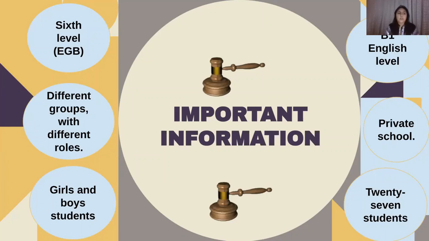Important information. The students are in sixth level high school. In this project, there are different groups with different roles. This school is mixed, with girls and boy students. The level of the students is B1 English level, and the school is private, and there are 27 students.